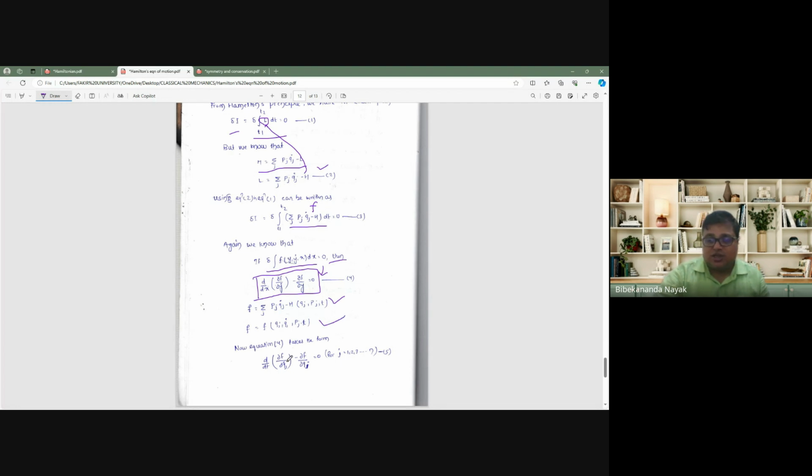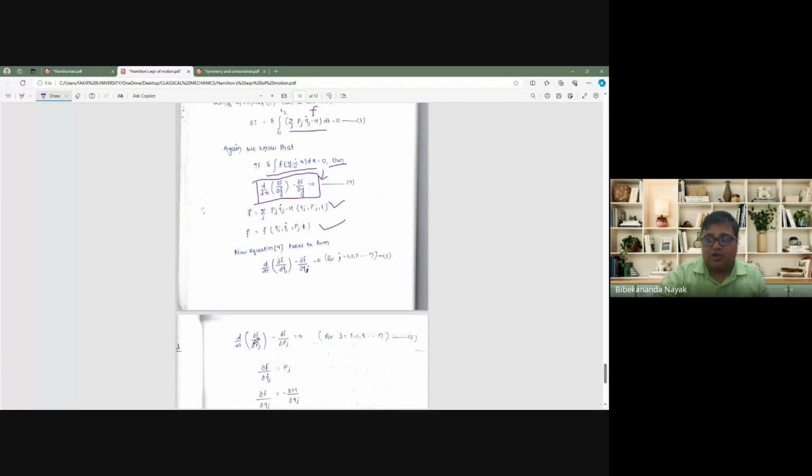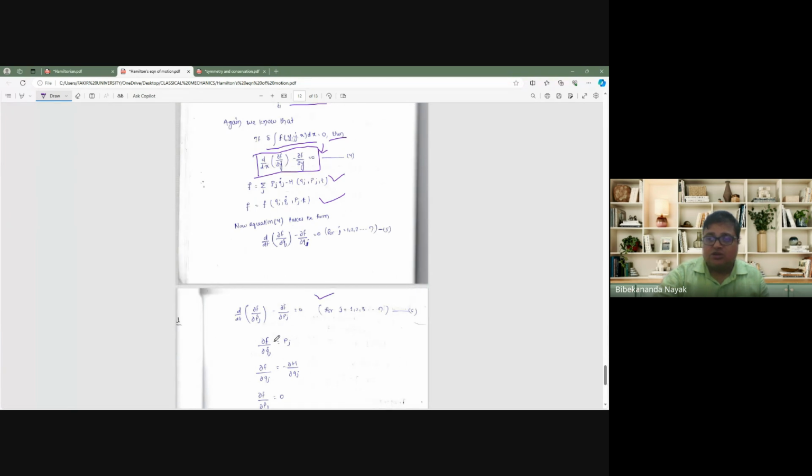So d by dt of del f by del qj dot minus del f by del qj is equal to zero. Similarly for the pj coordinate, d by dt of del f by del pj dot minus del f by del pj is equal to zero. I calculate these quantities. In del f by del qj dot, there is no qj dot in H, so del f by del qj dot is only pj. For del f by del qj, there is no qj in the other term, so qj is only in H, so del f by del qj is equal to minus del H by del qj.